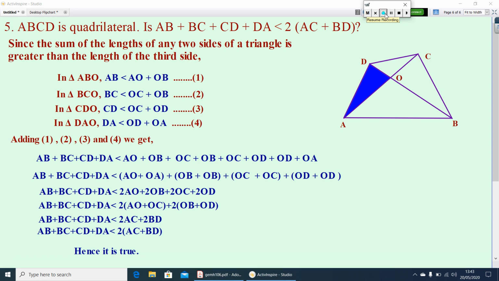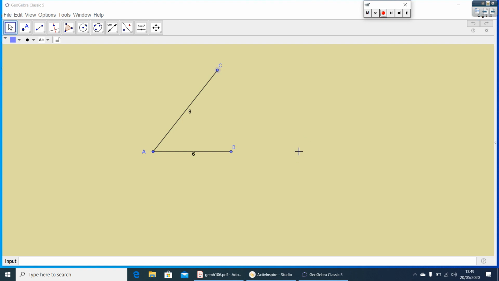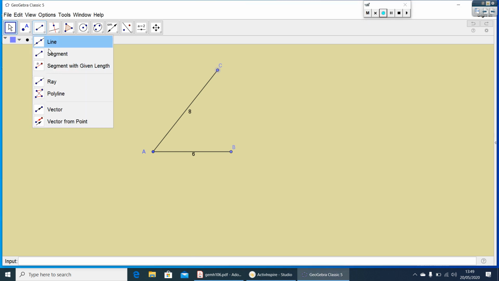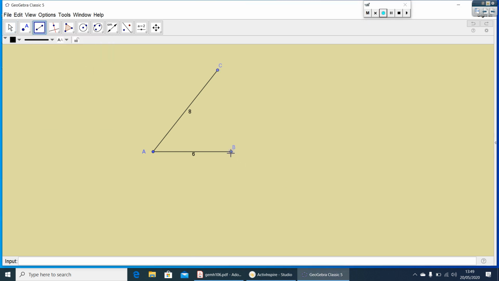Now let us go to the last problem. Here I took two line segments, AB 6 centimeter, AC 8 centimeter, or 6 units and 8 units. Now to form a triangle, I have to join BC. So let me join BC.